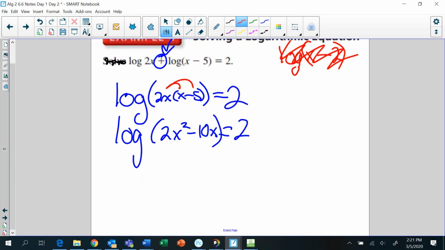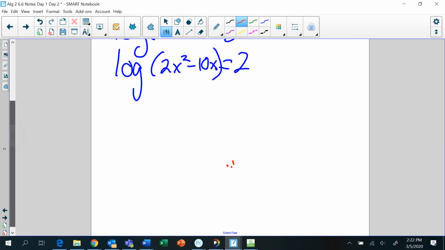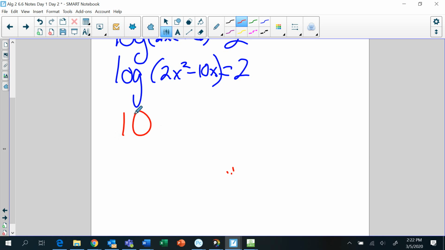All right, so now we're going to solve this. Well, we're still not going to solve it because we can't yet. We've got to get rid of the log. How do we get rid of the log? Exponentiate with a base of 10. We're going to put 10 to the power on both sides. So I'm going to do 10 to the log of 2x squared minus 10x equals 10 to the 2.